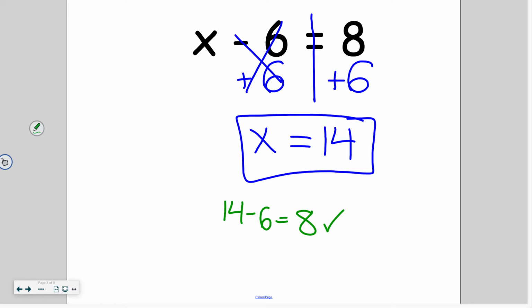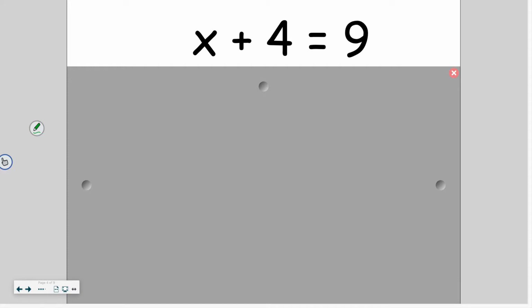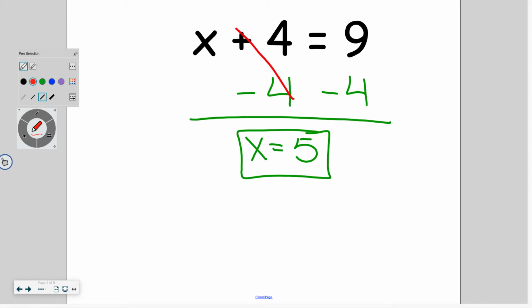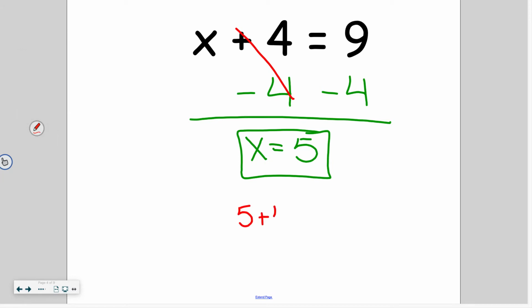If you plug your answer back in and it doesn't check out, then you need to go back and check your steps and make sure that you did the rest of the problem correctly. Go ahead and try this one on your own. In order to get rid of the plus 4, we're going to have to subtract 4 from both sides. So the positive and the negative 4 cancel out, giving us an answer of x is equal to 5. Again, we could check our work by saying 4 plus 5 is equal to 9, and that does indeed check out, so we have the right answer.